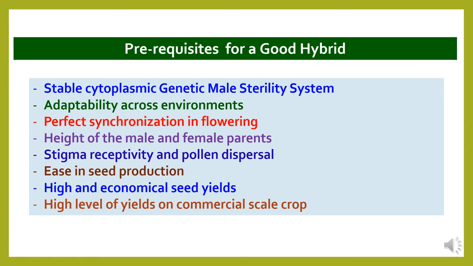Now we will go through prerequisites for a good hybrid production. It refers to the optimum conditions which are needed, like first, a stable cytoplasmic genetic male sterility system, adaptability across environments, perfect synchronization of flowering between male and female parents, height of the male and female parents, stigma receptivity and pollen dispersal, ease in production, high and economical seed yields, and high level of yields on commercial scale crop.